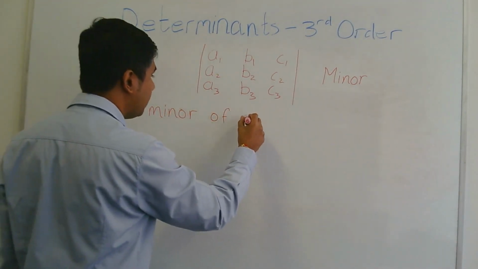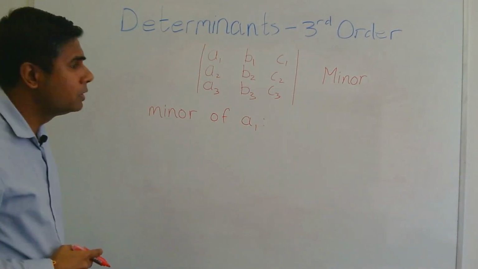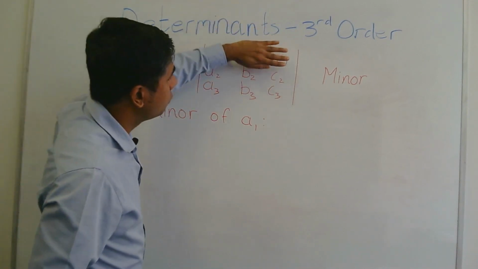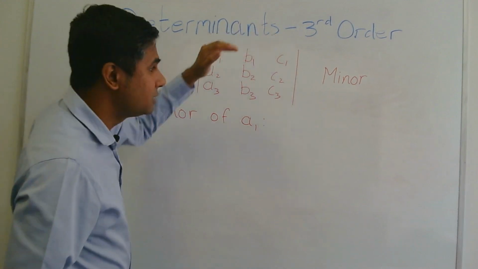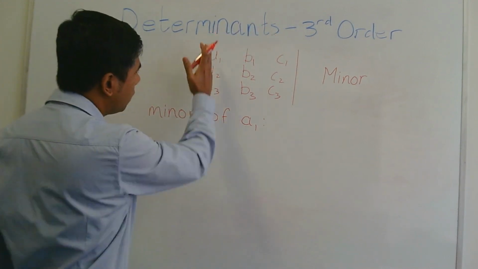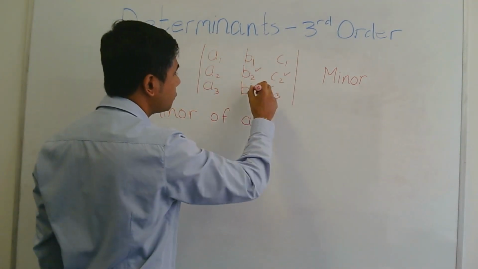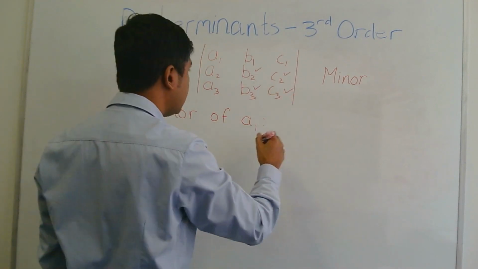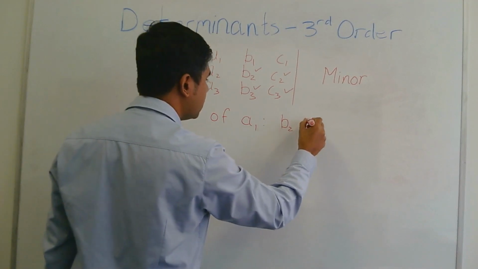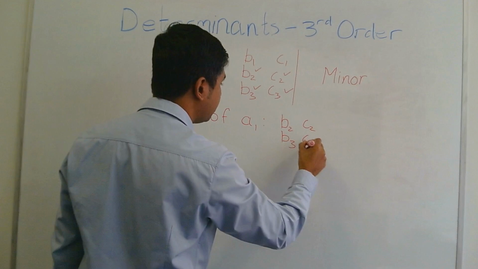of element A1. As I just explained, what we do is we block out column 1 and we block out row 1, and then we find the determinant of the elements that are left. And what's left when we block out column 1 and row 1? We have B2, C2, B3, and C3. So we form a determinant of B2, C2, B3, and C3.